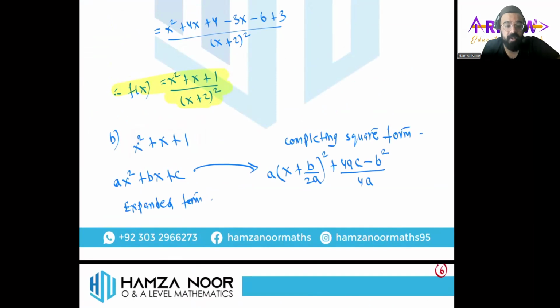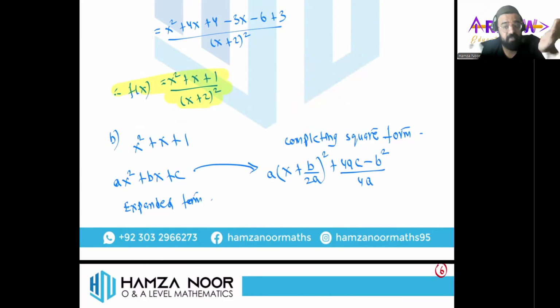So the discriminant will turn out to be less than 0. The value of b square minus 4ac will be below 0, which would mean that there are no real roots. And since the coefficient of x square is positive, the quadratic graph would be a least standing point quadratic graph, which will be completely above the x-axis.